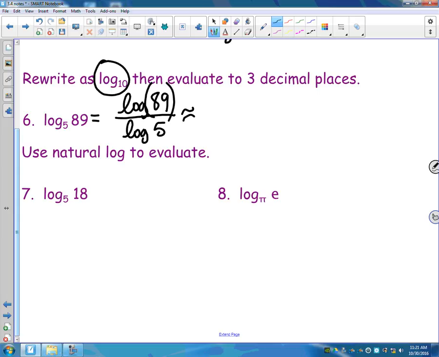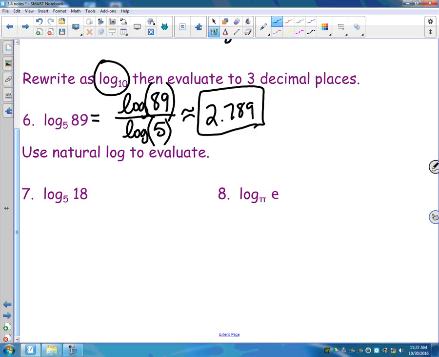And then you close it. And then on the bottom, it doesn't matter if you don't close it, but I just am. And if I round to 3 decimal places, I get 2.789, which is a really cool thing if you remember this from last year. Notice 7 and 8 says use natural log.